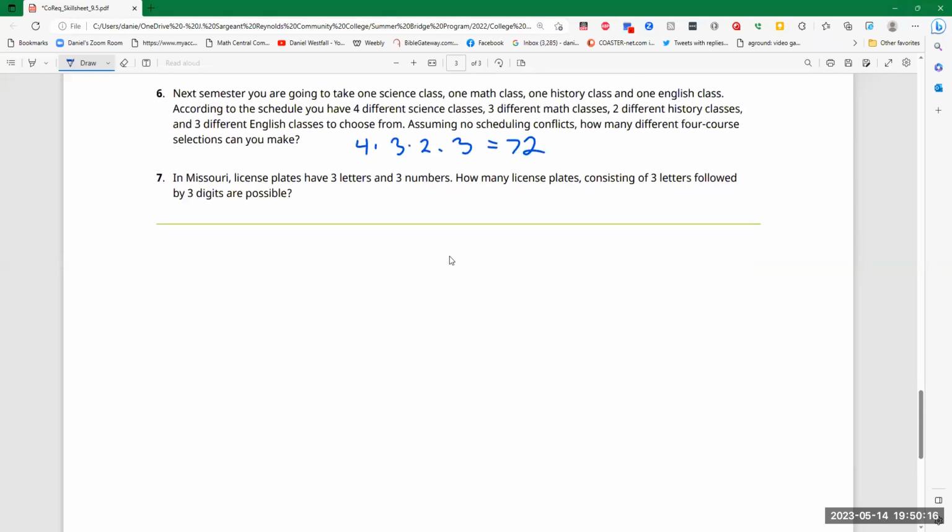The Missouri license plates have 3 letters and 3 numbers. 3 letters, 3 numbers. How many are possible? So I am going to pause while I calculate that.